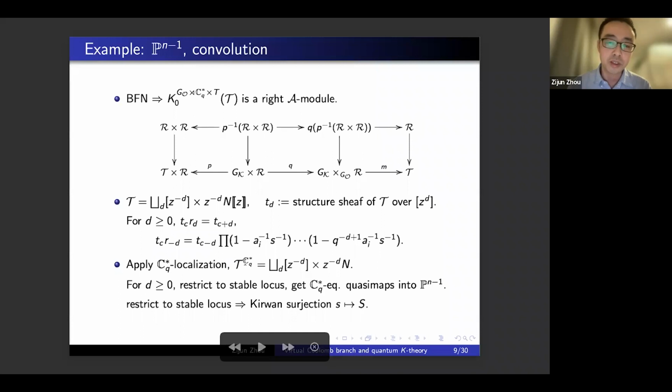And after this localization by this C star Q, the fixed locus of the space T can actually be identified with the degree D quasi-maps. And also you have to apply this Coulomb surjection. So this is a very vague description of this construction of this Verma module from this space T, which is acted on by the Coulomb branch from the right-hand side.